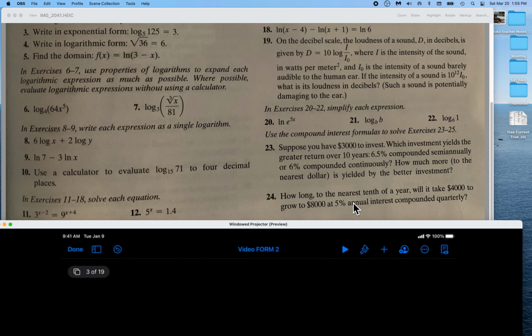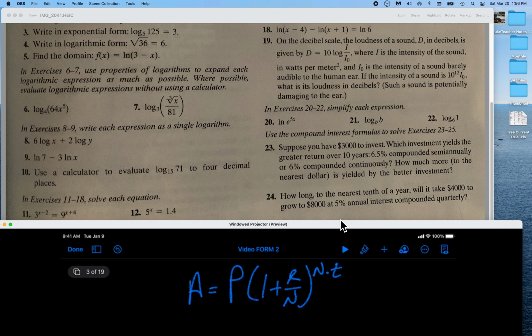How long, to the nearest tenth of the year, will it take 4,000 to grow to 8,000 at this 5% annual interest rate, compounded quarterly? Okay, so what equation are we going to use? Noisy Nancy's involved. Principal times 1 plus the rate divided by the number of times per year, multiplied by nt.